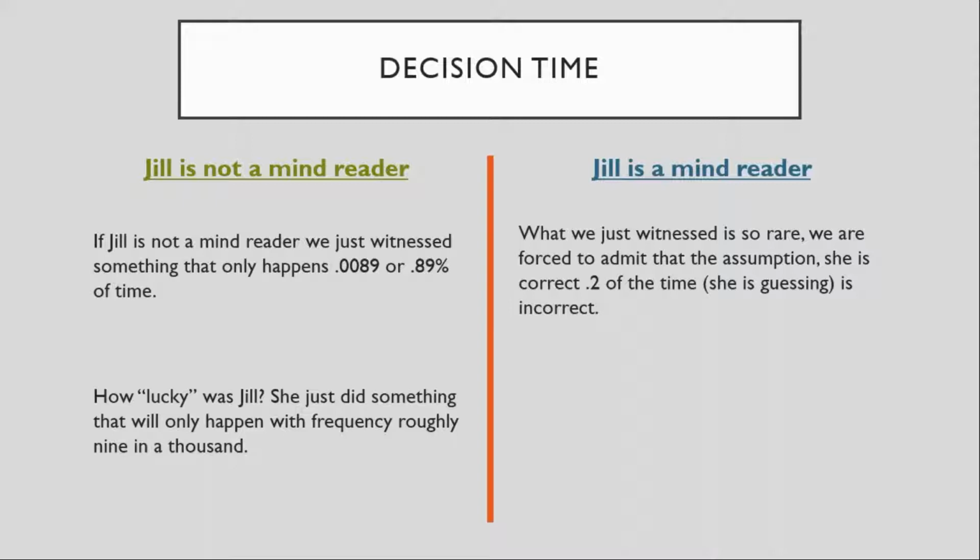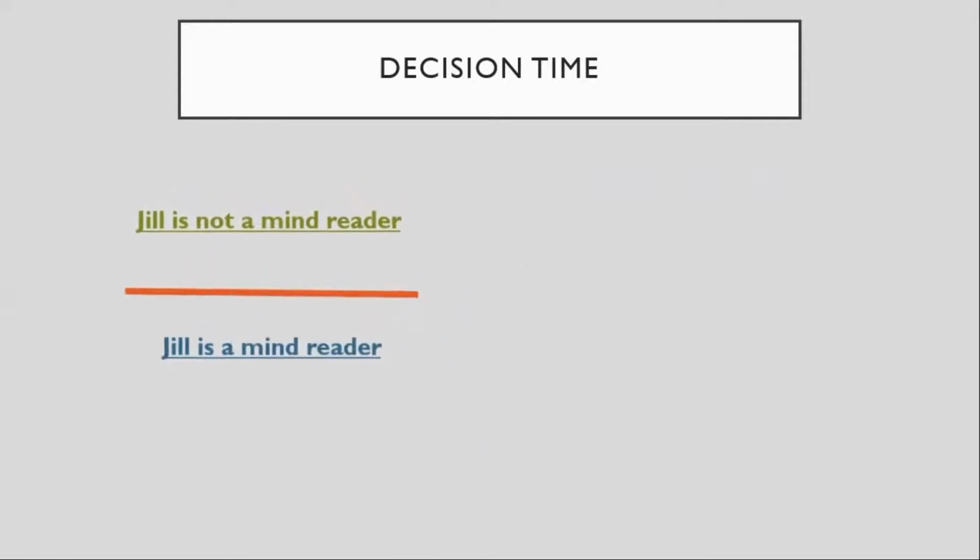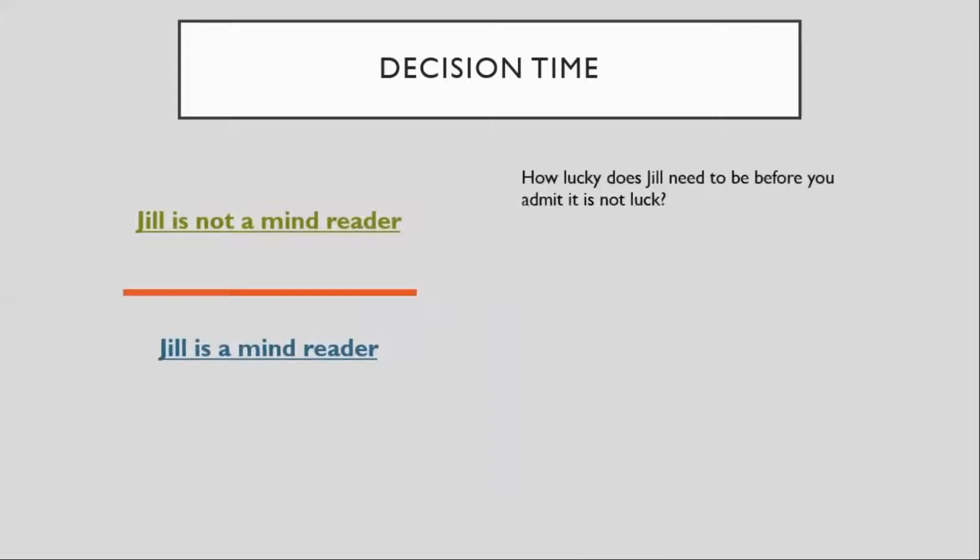The other decision we can make is that she is a mind reader. For this to happen, we would be forced to admit that she did something so astronomically rare that she can't just be guessing. So how lucky does she need to be before we have to admit it wasn't luck? How do we determine where this decision line lies?